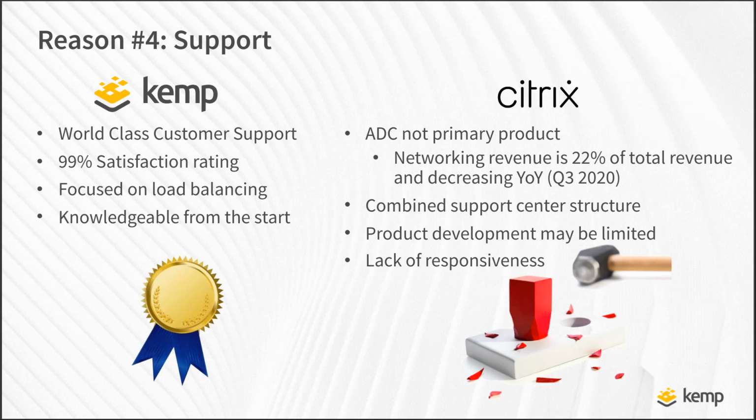Citrix, again, you can see these things start coming together and reasons start overlapping a bit. Citrix ADC is not their primary product. And I can say that, but there's actually facts behind it. If you look at their networking revenue, which includes ADC, but it's not only ADC. There's other pieces like SD-WAN, VPN, other pieces that are part of their networking revenue. It is about 22% of their total revenue. And interestingly, it's decreasing year over year. I think according to their latest quarterly statement, Q3 2020, it was decreasing by about 10% year over year. 10% plus or minus. Don't quote me on that. Go back to Citrix's 10Q earnings report to get those facts. But networking revenue is a small piece of Citrix's product portfolio.